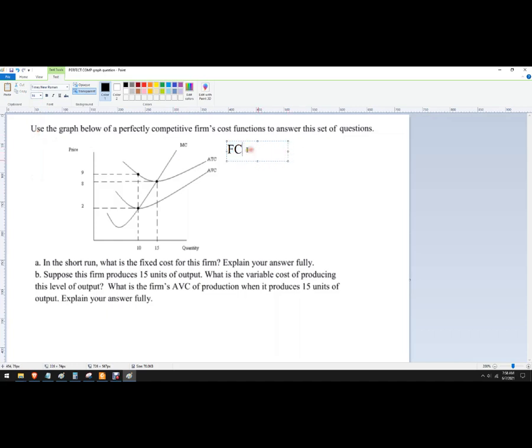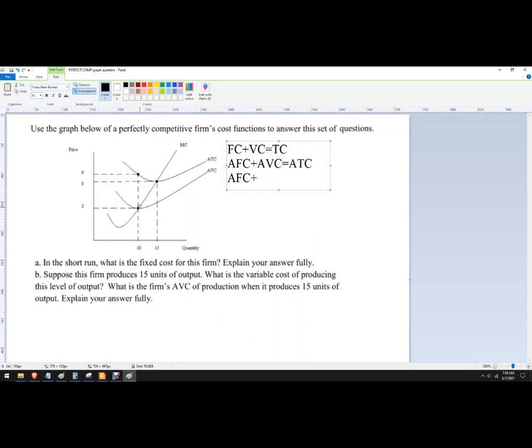Okay, so fixed costs. Fixed costs are going to be equal to the... Okay, so fixed cost plus variable cost equal our total cost. Now we also know that our average fixed cost plus our average variable cost will also equal average total cost. So in this case, we know that our average total cost is 9. We don't know our average fixed cost.